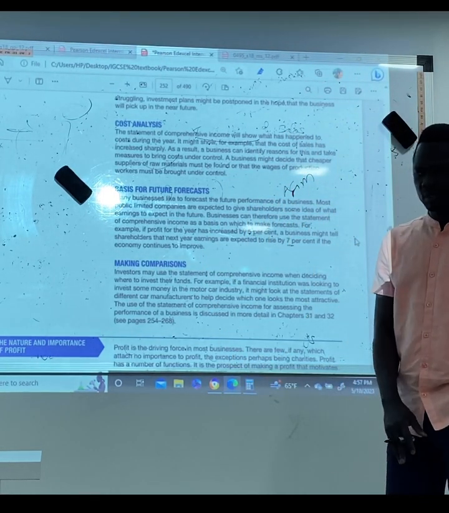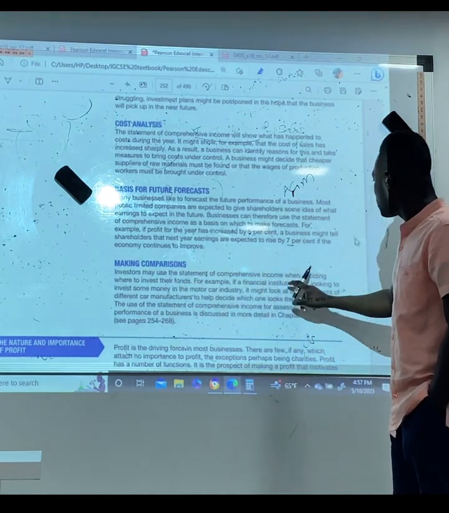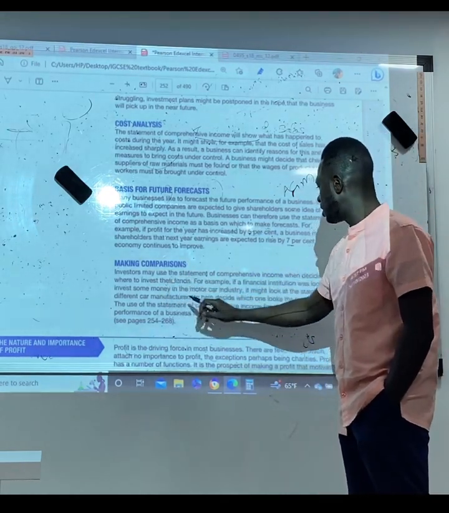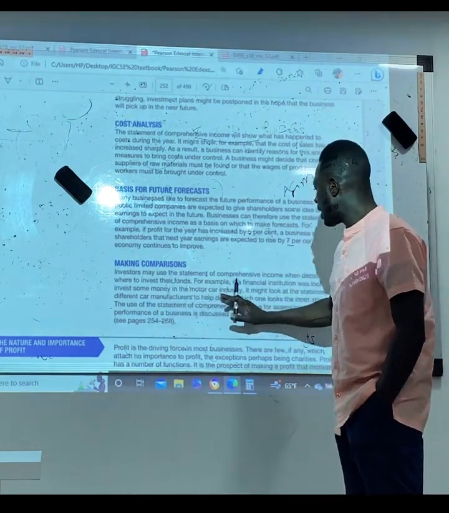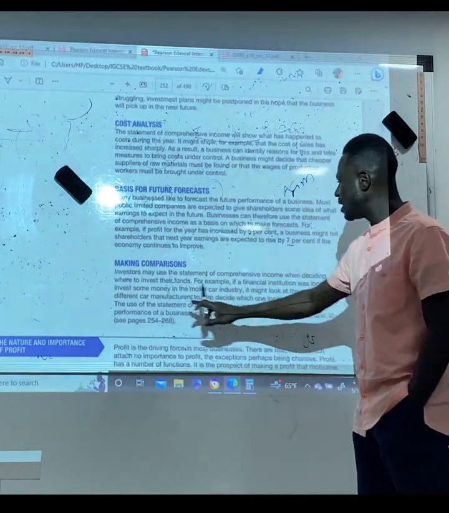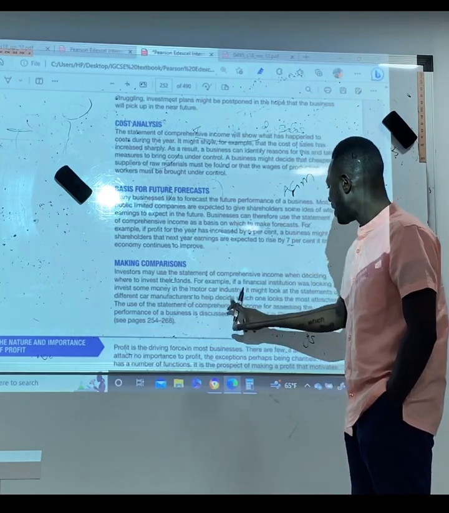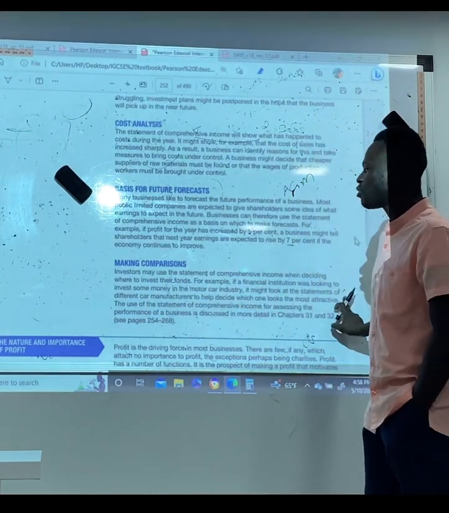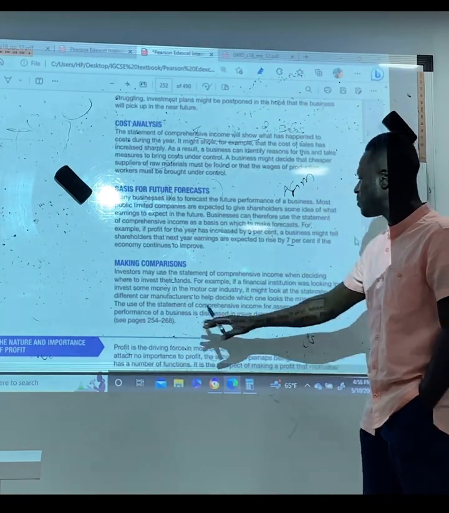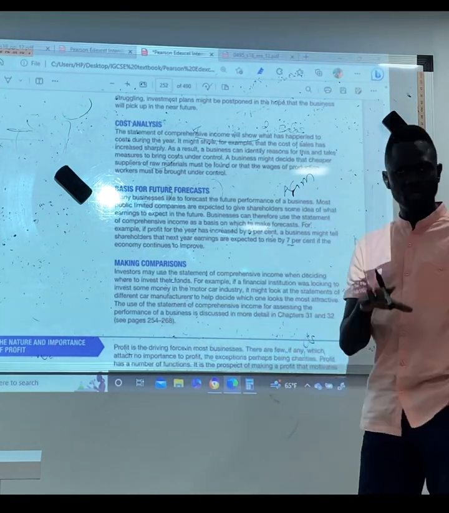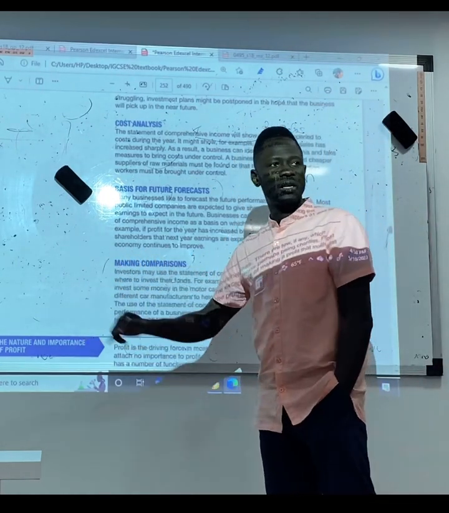Making comparisons. Investors may use the statement of comprehensive income when deciding where to invest their funds. For example, if a financial institution was looking to invest some money in the motor car industry, it might look at the statements of different car manufacturers to help decide which one looks the most attractive. The use of the statement of comprehensive income for assessing the performance of a business is discussed further. So you can use it to compare.